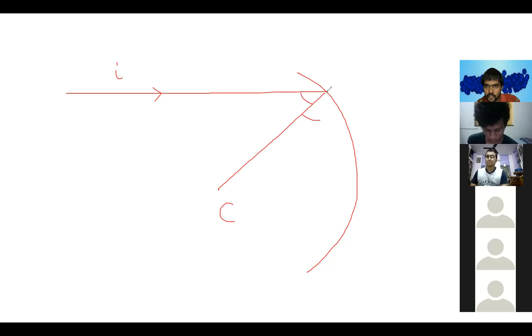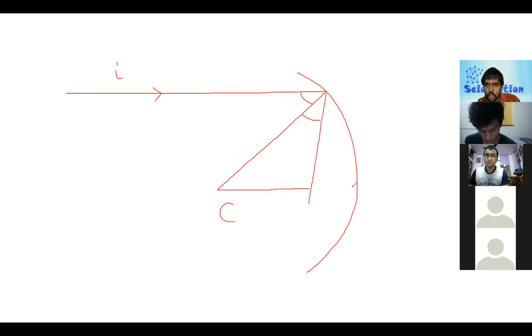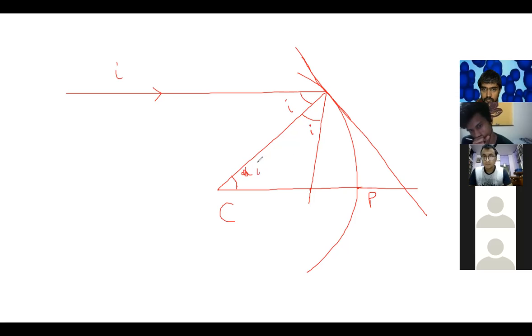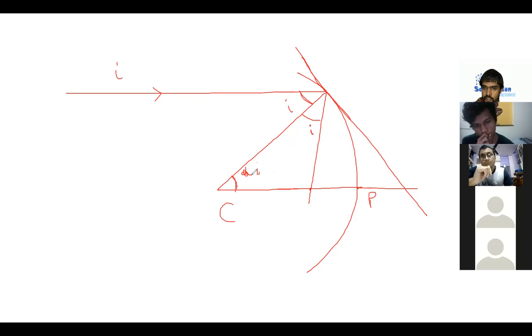this angle are equal. Can I use geometry to say that this is the midpoint? Let's say this is alpha, this is I, this is I. Now this is 90 degrees, no? It's hitting here. If this is I, these two are parallel lines, so this should also be I. Does that make sense? These two are parallel lines, no? If this is I, this is also I, right?